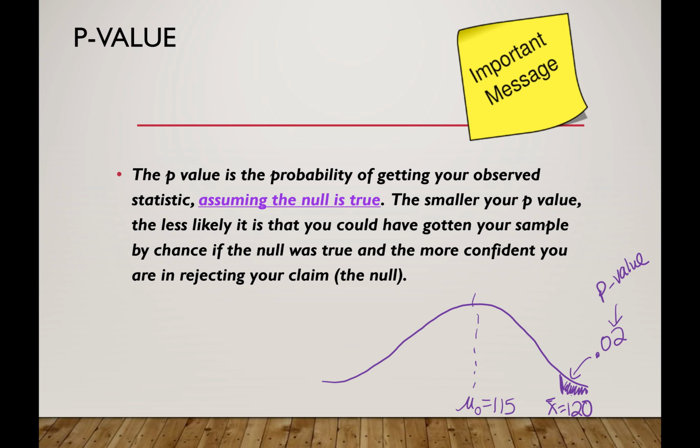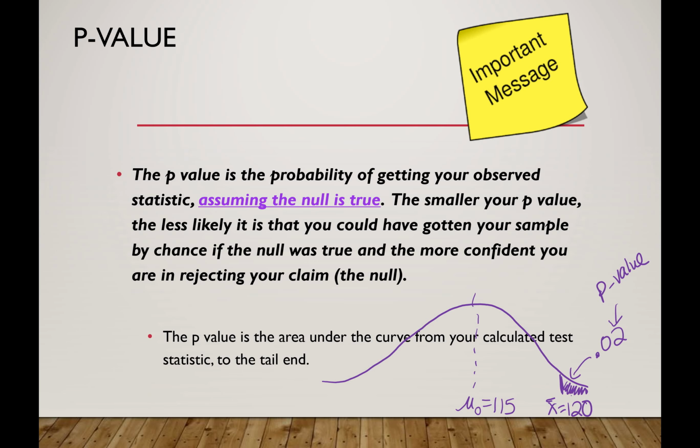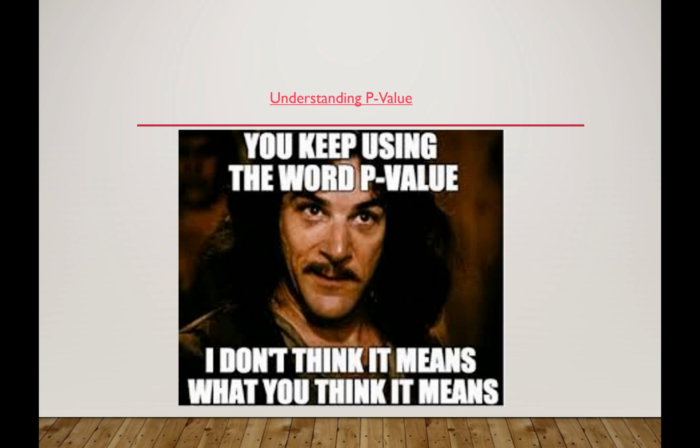So the p-value, again, is assuming the null is true, the probability of getting the sample that you got. And if that's a small probability, then the null is probably not true. And we'll get this by using normal CDF, TCDF, also the test statistics, the test calculator buttons will automatically calculate this for you as well. And then a meme, because I like memes, from Princess Bride.